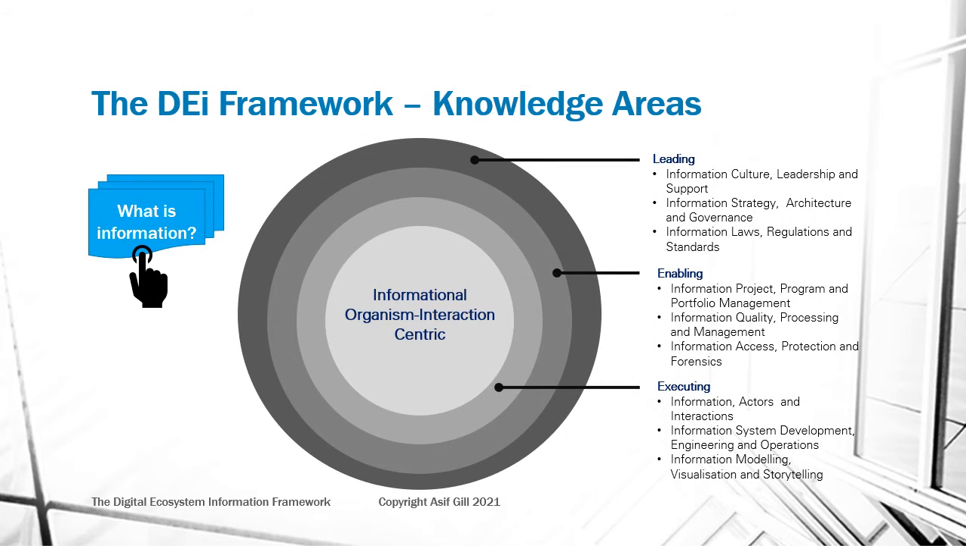This theory is a part of a digital ecosystem information framework, which has different knowledge areas, and it's focused on leading the information. It's about enabling the information environment and executing the information environment. So before discussing the details of this framework, which is based on an informational organism interaction centric framework, I really need to talk about what is information. In this presentation, I'll be more focused on what is information, and in future videos I will discuss the detail of the framework and its different components.